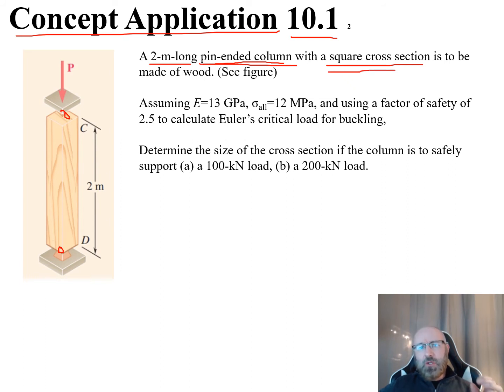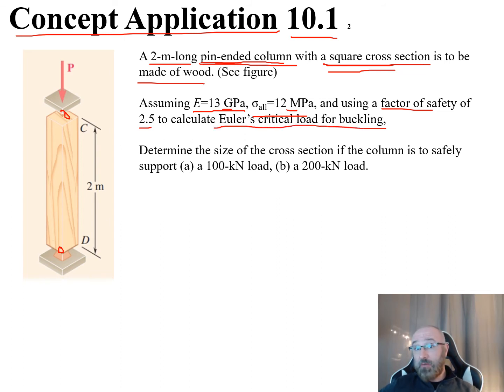So it's very crucial that we really pay attention to the wording in these problems. The fact that it said pin-ended column and square cross-section are really going to help us in our solution to simplify things down. They also tell us this is made of wood. So with that, with the material, they tell us that our modulus of elasticity is 13 gigapascals and our allowable stress is 12 megapascals. So pay attention to our units, gigapascals for our modulus of elasticity and megapascals for our allowable stress. And they give us a factor of safety of 2.5, and they give us the hint for the solution to calculate Euler's critical load for buckling.